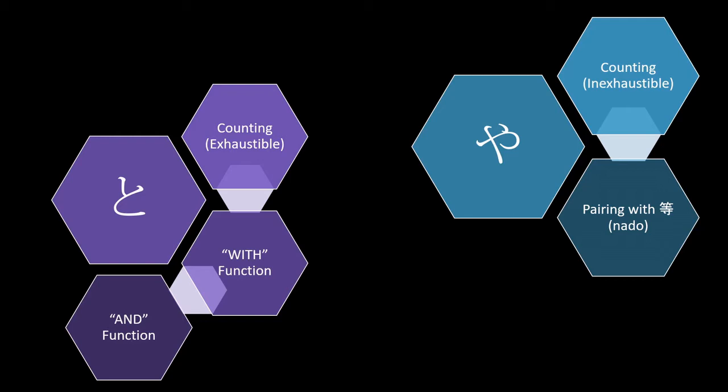We will see this difference further illustrated in the examples that follow, but the most important thing for you to remember here is that when you have a list with a predetermined number of objects to count, you use to. However, if the opposite is the case, you use ya. Now let's see those examples.